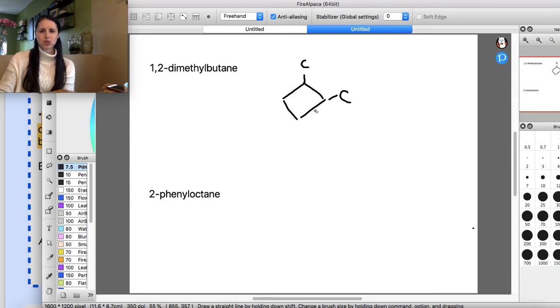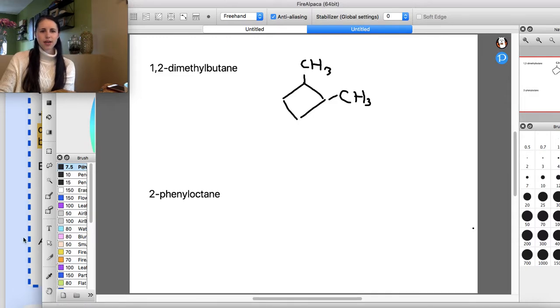Last thing I need to do is go through and saturate. Remember, I don't have to saturate my ring structure. I just have to saturate my side chains. So this one here only has 1 bond. It's going to want to have 3 more hydrogens. This one here only has 1 bond, so it is also going to want to have 3 more hydrogens.